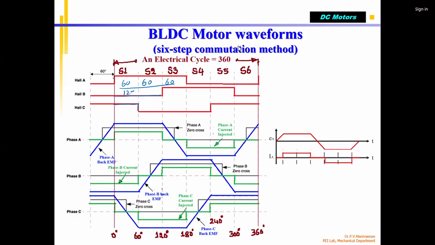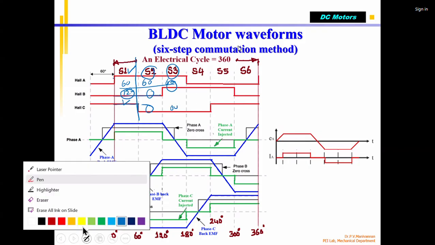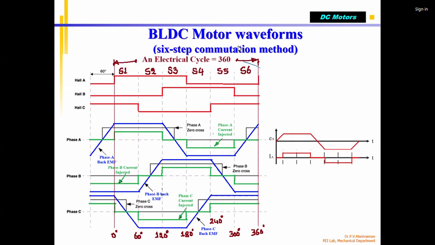You can see that for the first 60 degrees, this is high, this is high, this is 0 volts. For the next 60 degrees, this is high, this is 0, this is also 0. And third, this one is high, the second Hall effect sensor will be high, the third one is 0. Right? This is 0 volts. Like this, for the entire cycle, you take the entire 360 degrees divided into 60 degree phase angles. They call it the electrical phase angle.